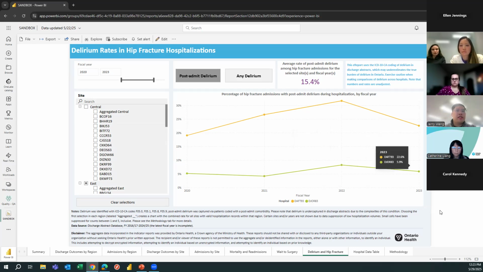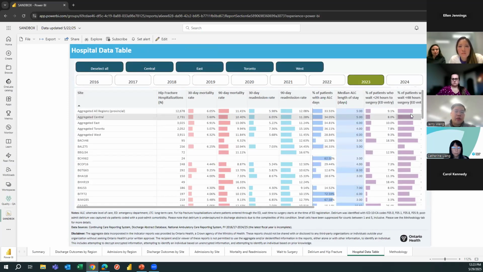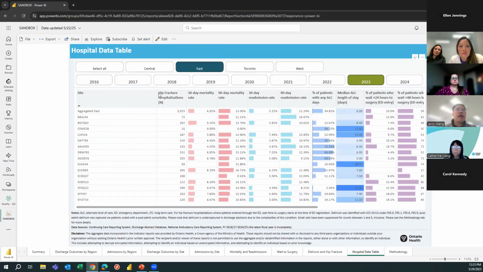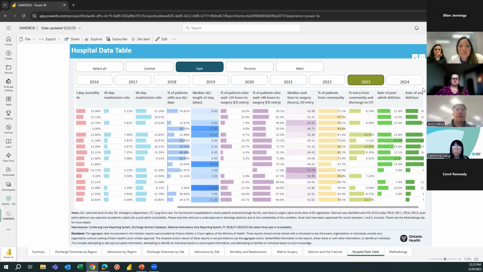Again, this is all dummy data, but we can look at if we wanted to export or take this data out into Excel format. This is the data table with all of the indicators listed. We can select the specific region that we're interested in here, and the specific fiscal year that we're interested in, and we can just export on this table itself.